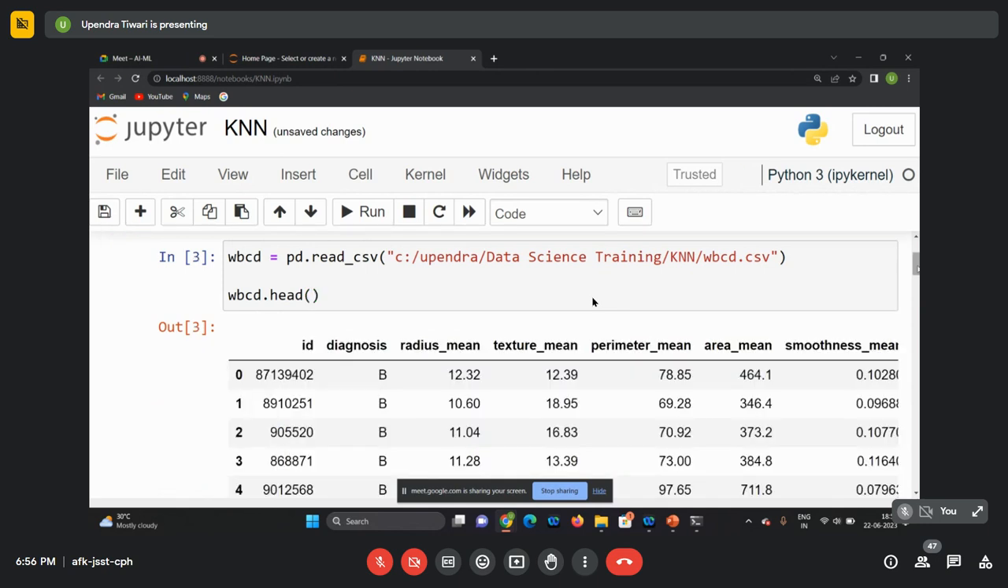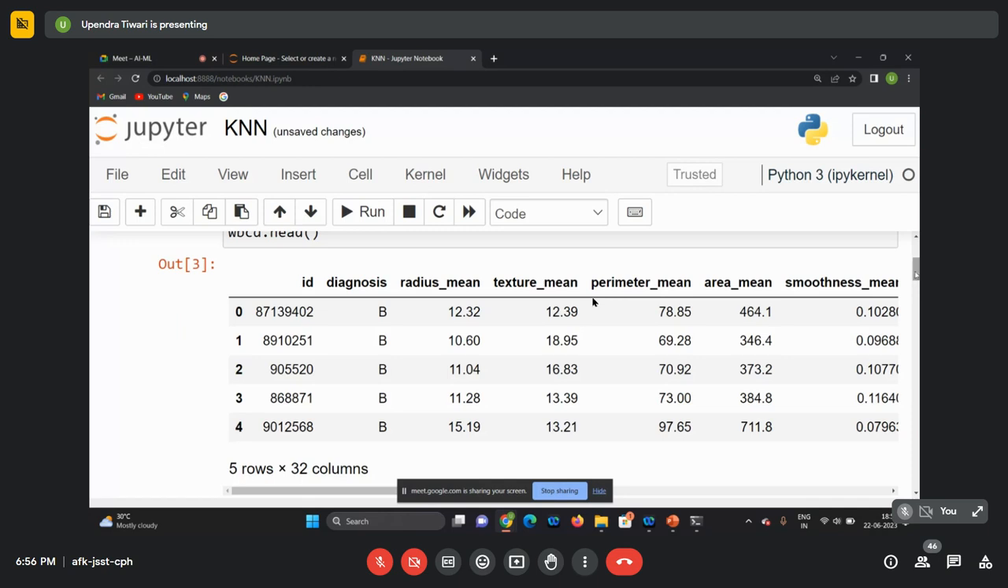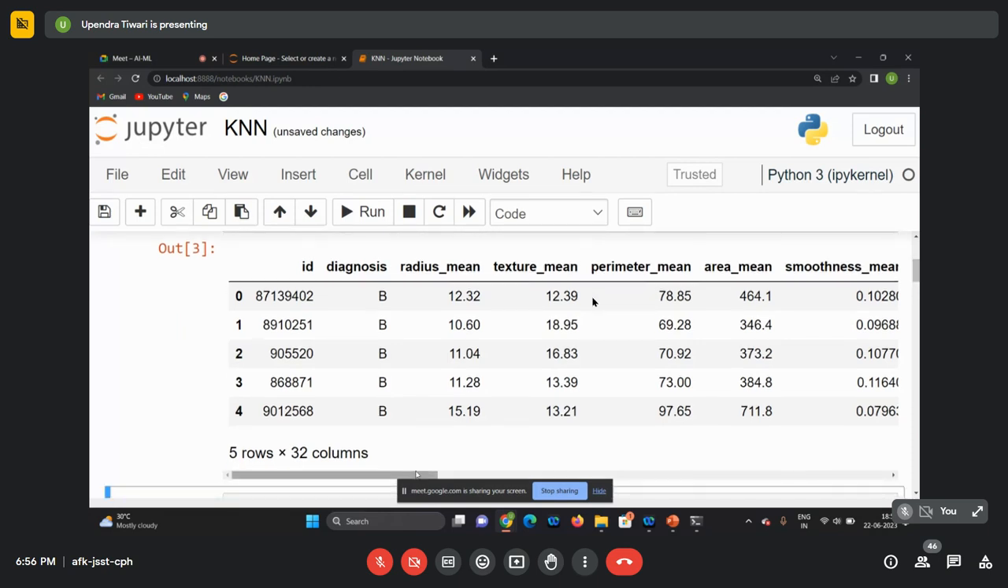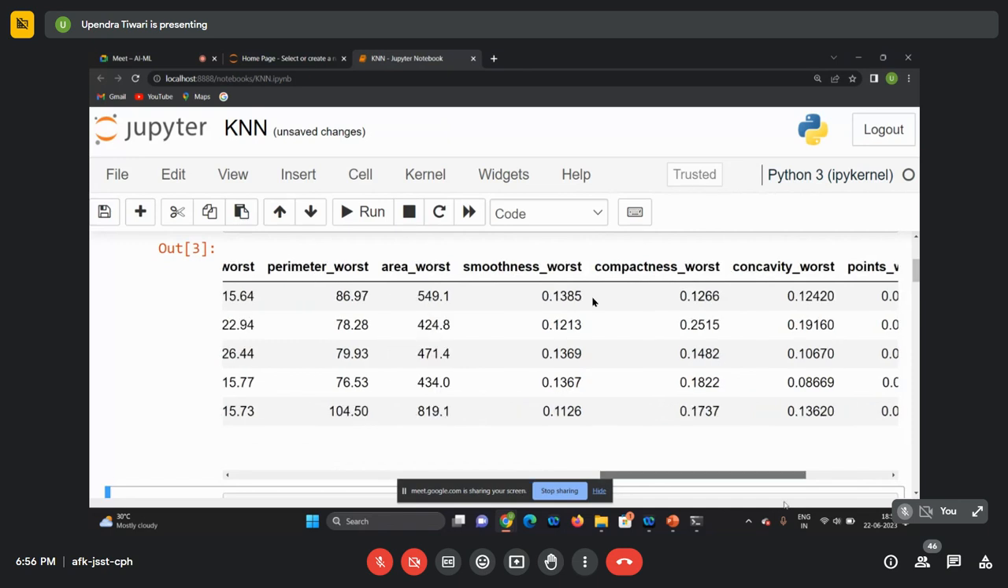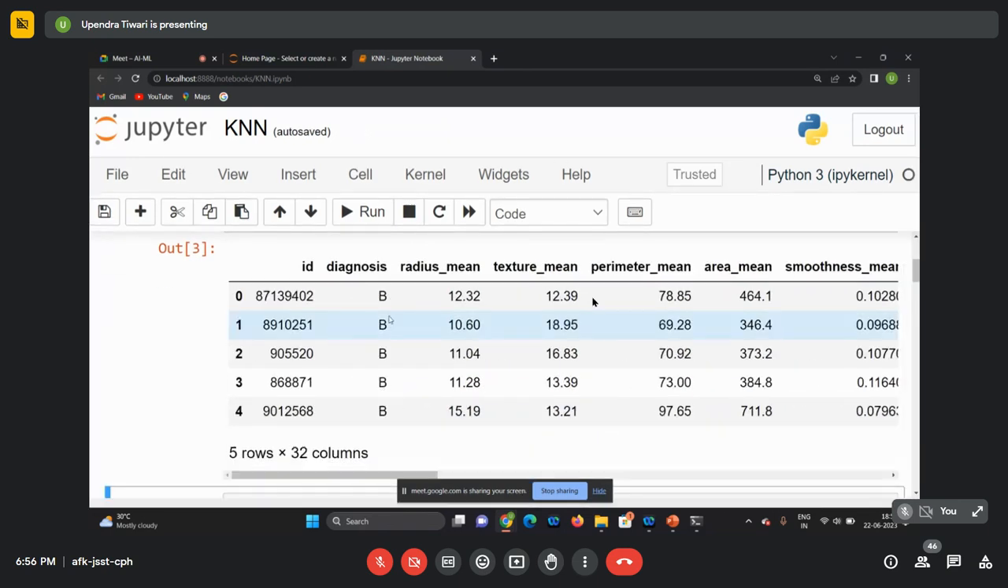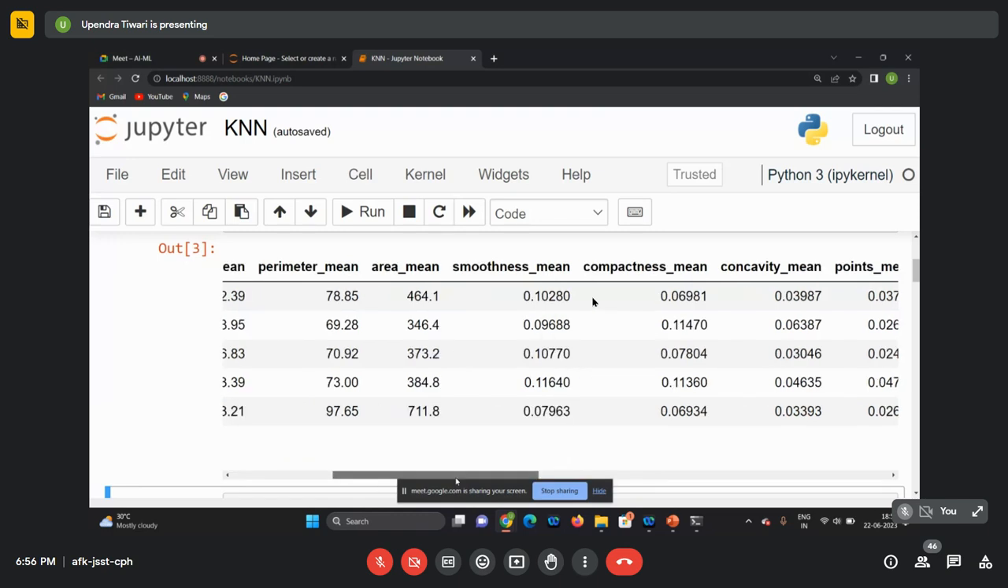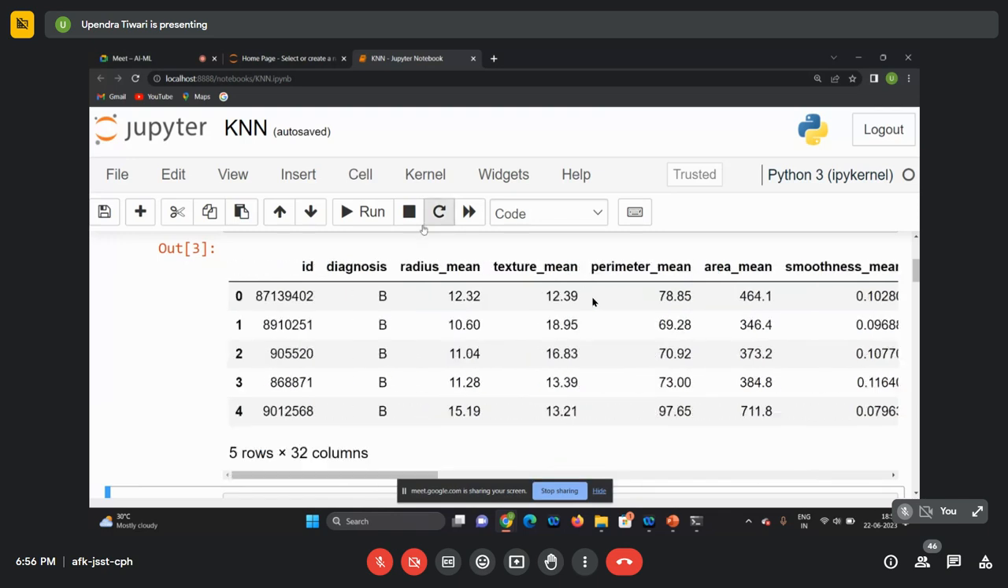Now, if I see here this WBCD, this is the cancer data where, on the basis of several input features like radius mean, texture mean, perimeter mean, we decide to which class this diagnosis will be assigned. If these are the features in the first row, what is the class of the problem? The cancer will be diagnosed as benign.